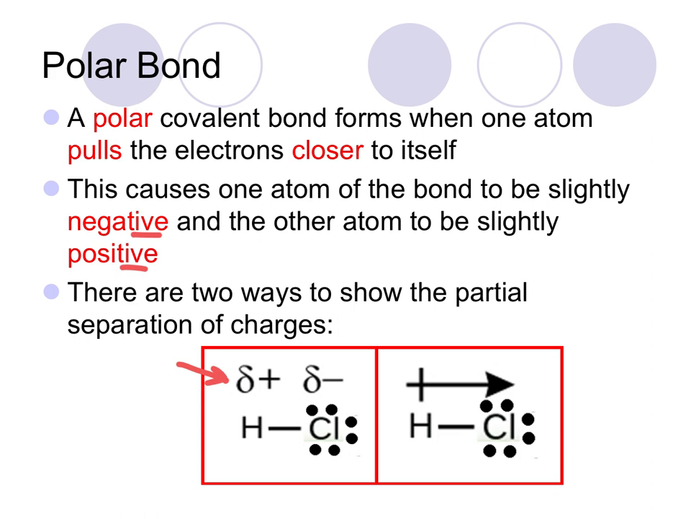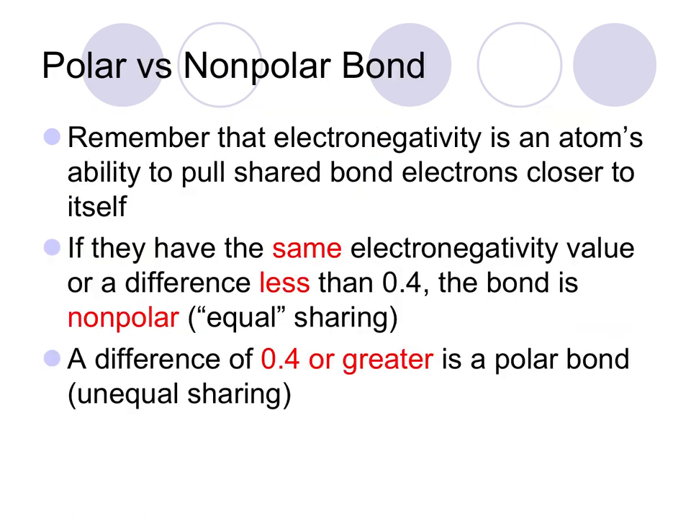I like to use the arrow method, and it always points to the higher electronegativity. So it could point left or right, it's always going to point to the atom that has the larger electronegativity value. Remember that electronegativity is that ability to pull electrons closer.